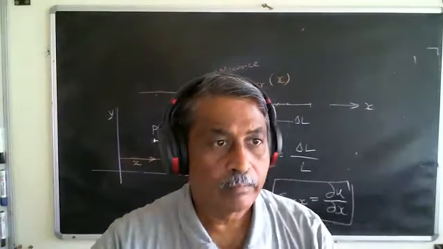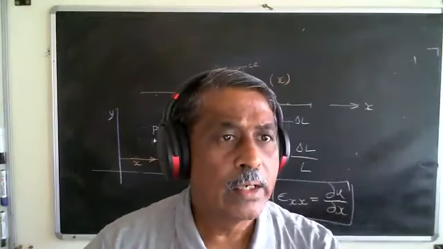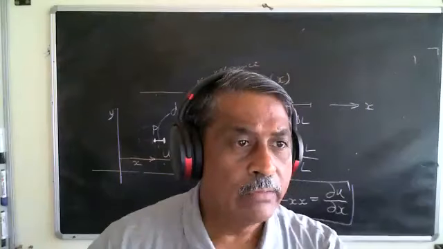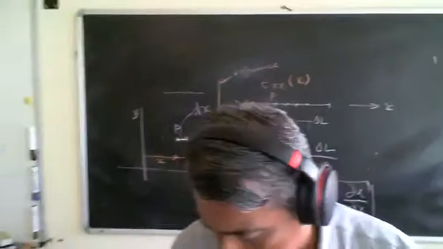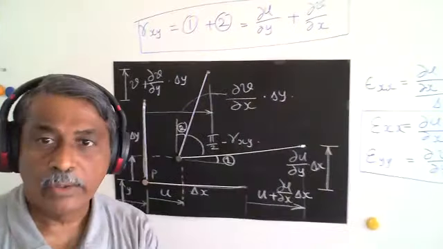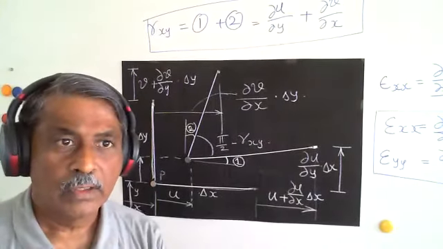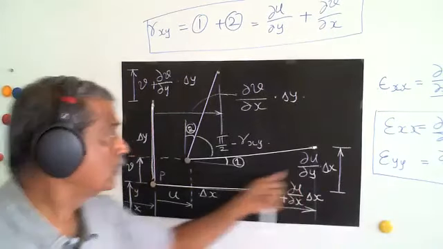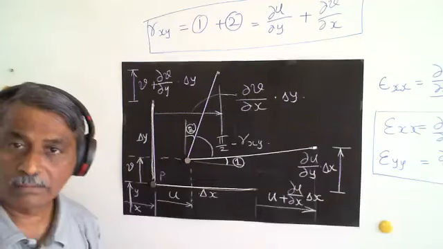Sir, while calculating displacement of x member along y, why didn't we add v to it? Oh, okay. Any of you in the video can answer that question? Chaitanya has asked, why didn't we add u to this and v to this?